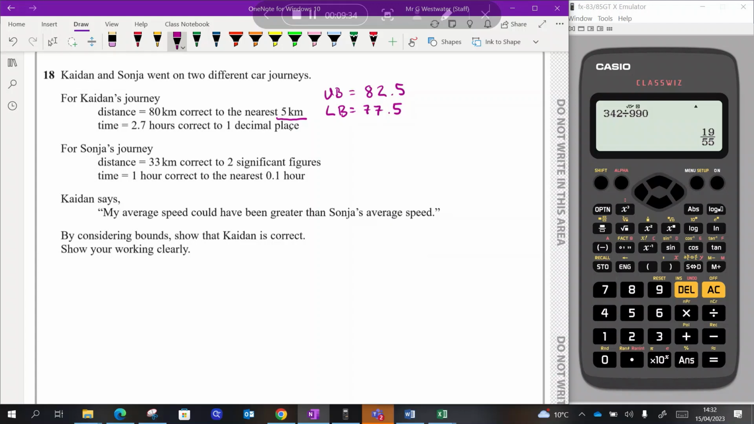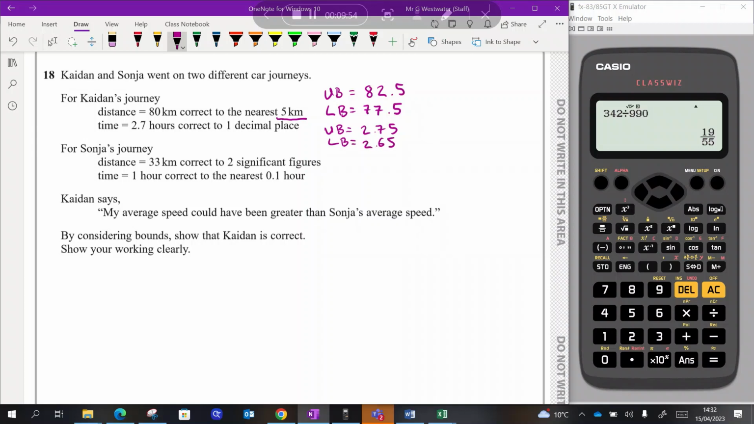For example, when we're doing it to the nearest 1 decimal place for 2.7 hours, so upper bound for 2.7, that's to the nearest 0.1, so we would add 0.05 for the upper bound, so 2.75, and our lower bound would be 2.65.